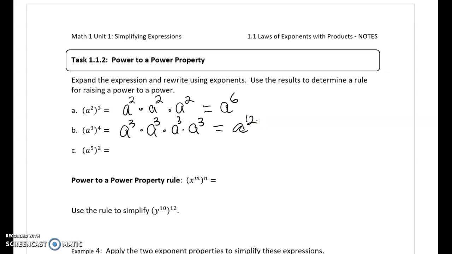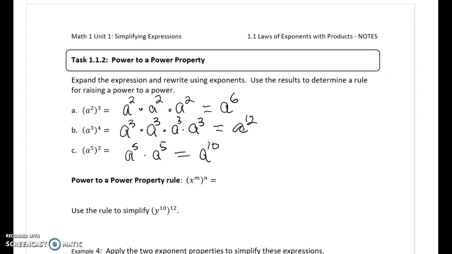All right, one more time with part C. We got a to the 5th squared. That exponent of 2 is saying we're going to take a to the 5th and multiply it times itself twice. We're going to use that product to a power rule, saying we're going to keep the base and then we're going to add the exponents.